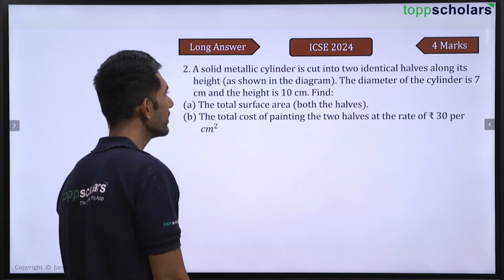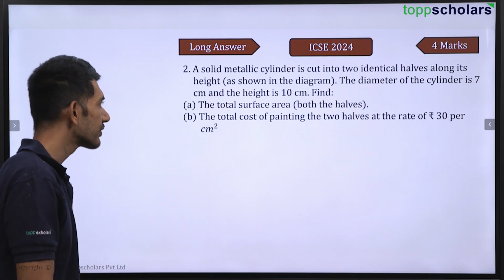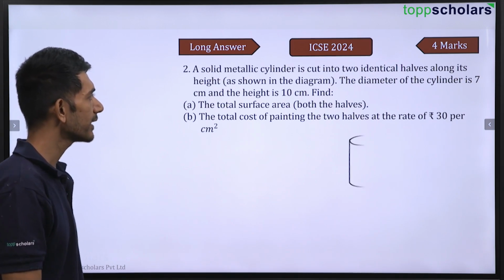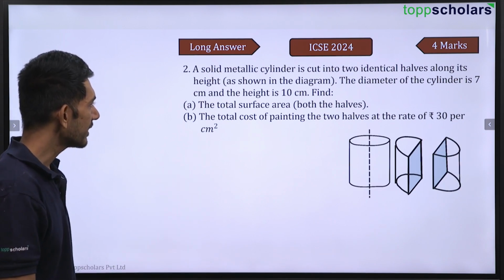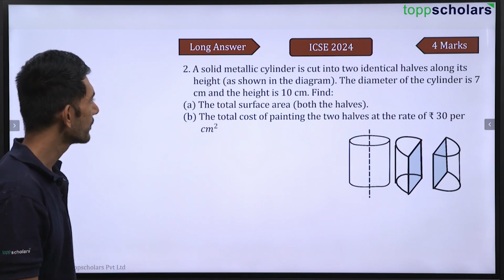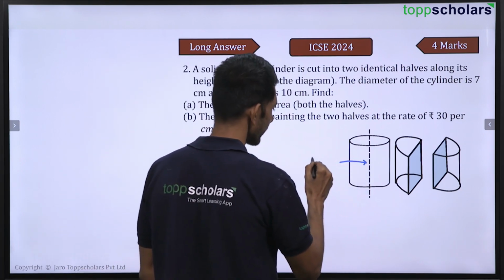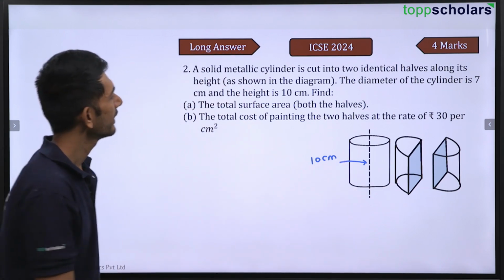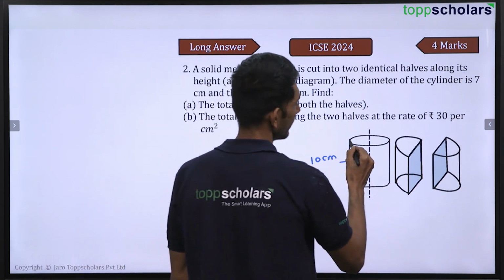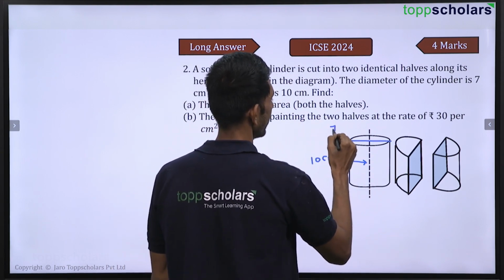It says a solid metallic cylinder is cut into two identical halves along its height as shown in the diagram. So the diagram is given. The diameter of the cylinder is 7 centimeter, and the height is 10 centimeter. So this height is 10 centimeter. And the diameter of the cylinder, this diameter is 7 centimeter.